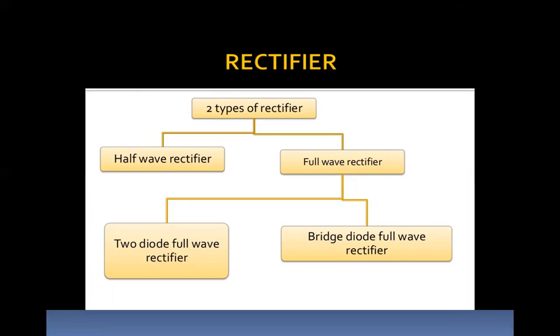We have two types of rectifiers. One is the half wave rectifier, the other is the full wave rectifier. Again, the full wave rectifier is divided into two parts: the two diode full wave rectifier, and the bridge diode full wave rectifier. Simply this can be called a bridge rectifier, a full wave rectifier. We can name it in that sense also. First we will see what a half wave rectifier is.